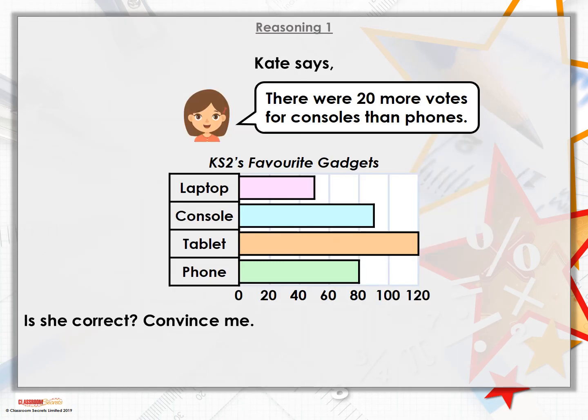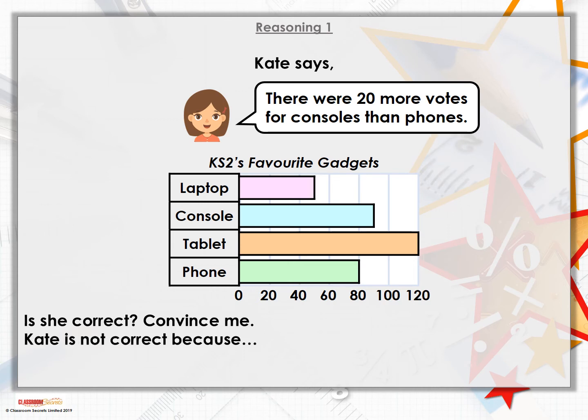Right, let's have a little look at a reasoning question now. So Kate says, there were 20 more votes for consoles than phones. Is she correct? Convince me. So what I want you to do is look at the information given. So how many laptops were the favourite, how many children liked the console, how many children liked tablet, how many children liked the phone. So then work out, she's saying there were 20 more votes for consoles than phones. Think about which calculation you would need to do to work this out. Pause the video.